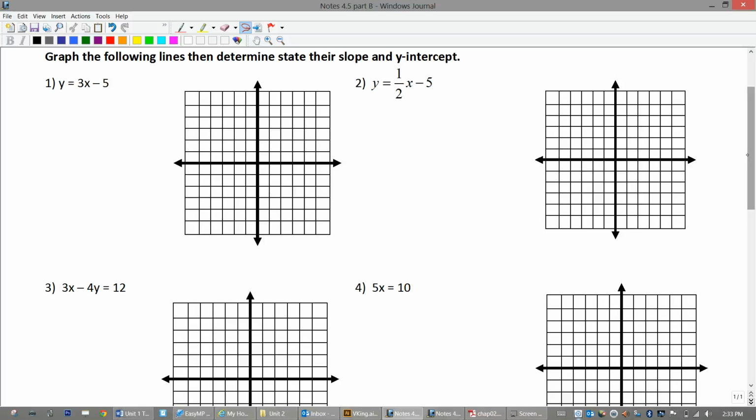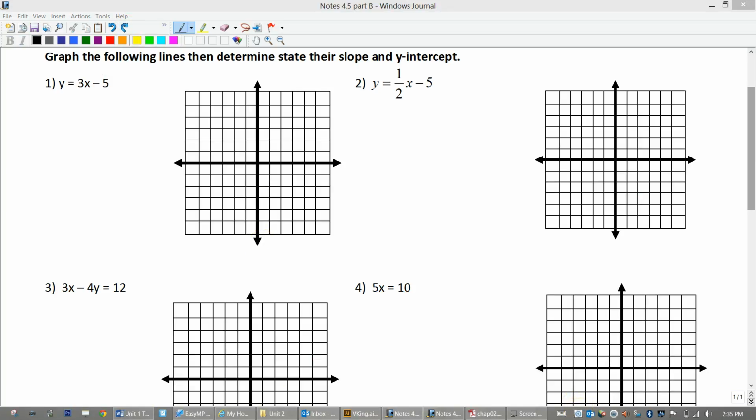Graphing lines. Okay. Anybody have a suggestion on how to graph this line? Let's just get it graphed. You don't even have to pay attention to the other part of the directions. Just graph the following lines. Or I guess then determine their slope and y-intercept. Whoa, those are all the answers. Yes, sir. Hold on, let me pause it.